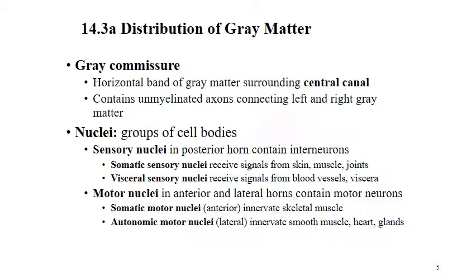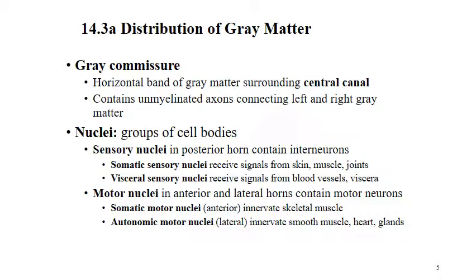So remember that nuclei are just groups of cell bodies. So we have two different types of nuclei that we're going to find in our gray matter. We're going to have the sensory nuclei, which are of course going to be in the posterior horn, where we've got those interneurons in the back part of the spinal cord. Two different types. We've got the somatic sensory nuclei, so they're receiving signals from the skin, the muscle, the joints, all those things that are moving about. And then the visceral sensory nuclei are going to be the ones from our blood vessels and our viscera. So kind of thinking of the autonomic and the somatic in the motor nervous system. But this is going to be, of course, the sensory part.